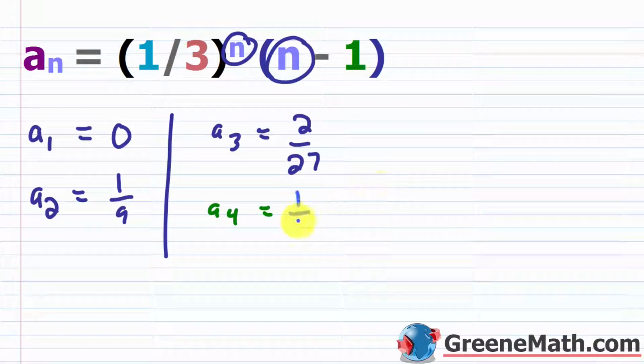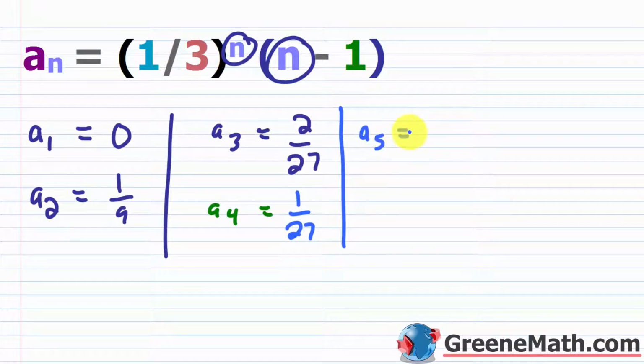Okay, so 1 over 27. And then for the last one, a sub 5, what do we get? 1/3 raised to the 5th power. Well, 3 to the 5th power is 243. So 1 over 243, and then times, if you did 5 minus 1, that's 4. So this is going to just be 4 over 243.